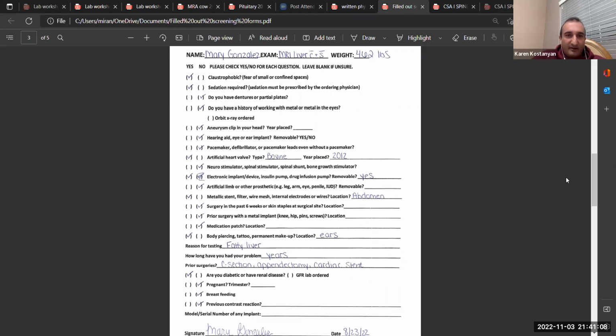Yeah, it's very helpful. So electronic implant devices, yeah, so we call it metallic stent, filter, wire, mesh, internal electrodes or wires, location: abdomen. So again, I'm going to ask the medical record or implant card. Well, there's another question you should ask first.